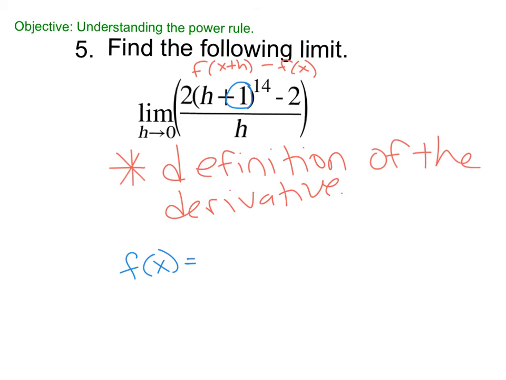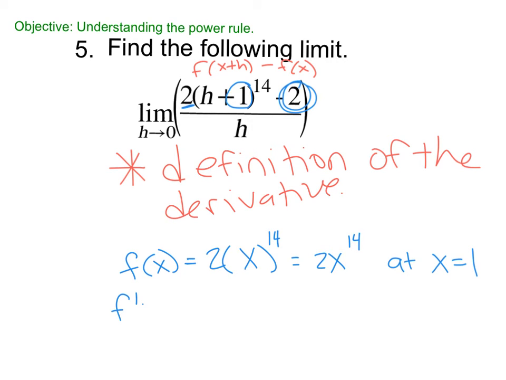So what does it look like our function is? Well, it's to the 14th, right? So x to the 14th. And then we have this 2 in front, so it's 2x to the 14th. That's our function. Now notice if you plug in 1, you get that 2, right? So we're finding the derivative of 2x to the 14th at x equals 1.